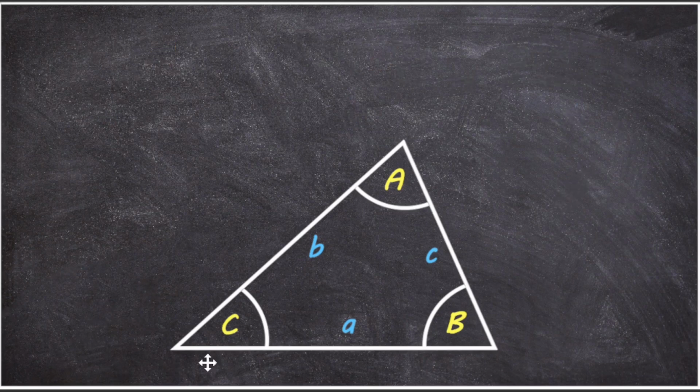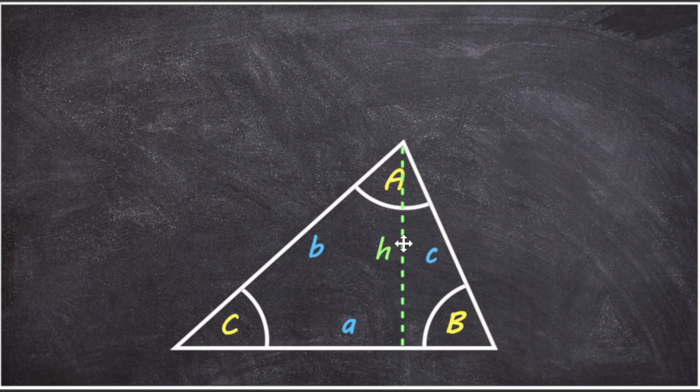Let's begin the proof by drawing a line perpendicular to the base a, which passes through the opposite angle A. Since the line is perpendicular to the base, then the angles at the base, either side of the perpendicular, must be 90 degrees, and therefore we've created two right-angled triangles. And the perpendicular line is the height of both triangles.